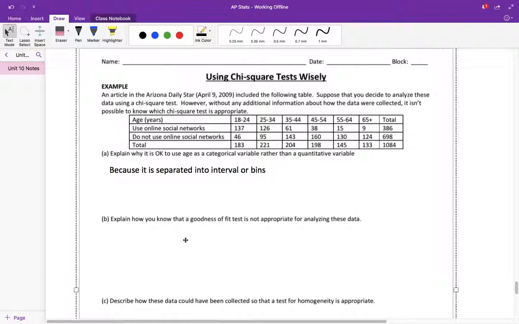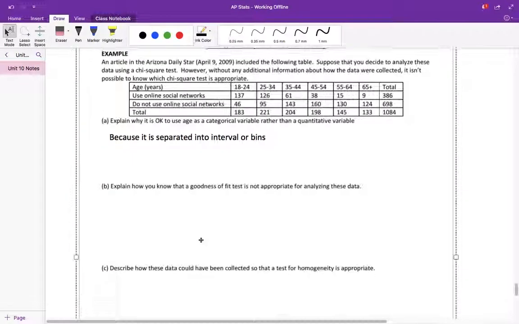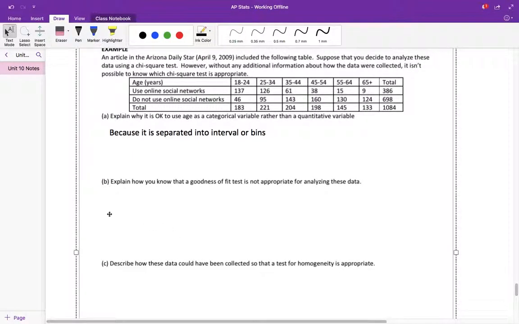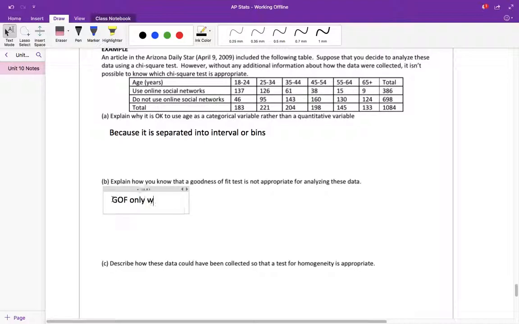All right, so B, explain how you know that a goodness of fit test is not appropriate for analyzing this data. In other words, how do you know not to do goodness of fit? The big thing there is that goodness of fit only works for one variable. In this case, you're looking at two variables, which are age versus whether they use social networks or not, and that's what makes goodness of fit not an appropriate test.